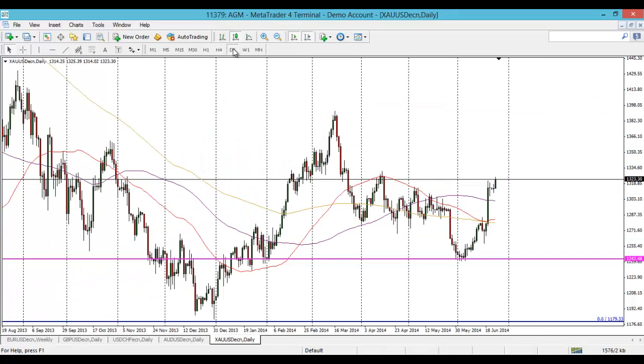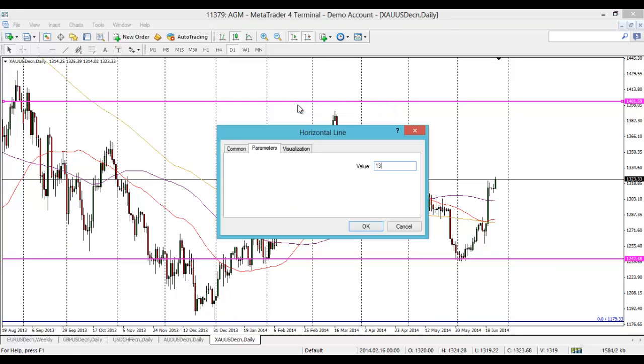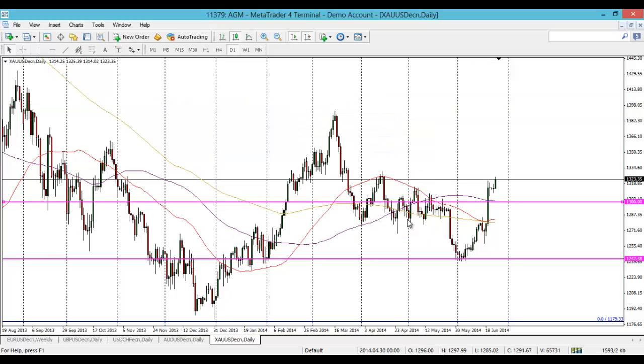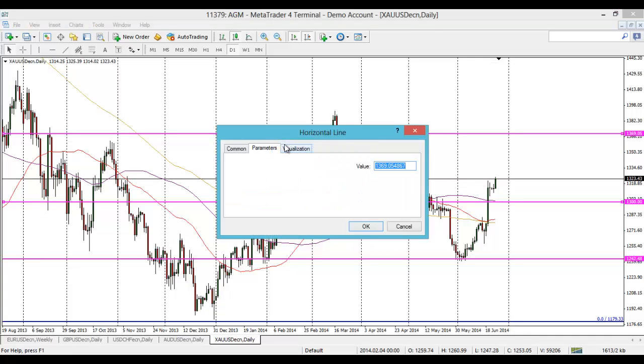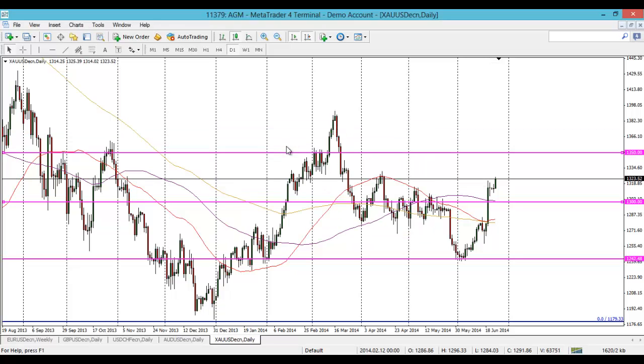In terms of other round numbers, you've got the 1300s to keep an eye out for. That was acting as an interesting bull bear line there. And then if we do get an extensive pop up, then keep an eye out on 1350s as well.